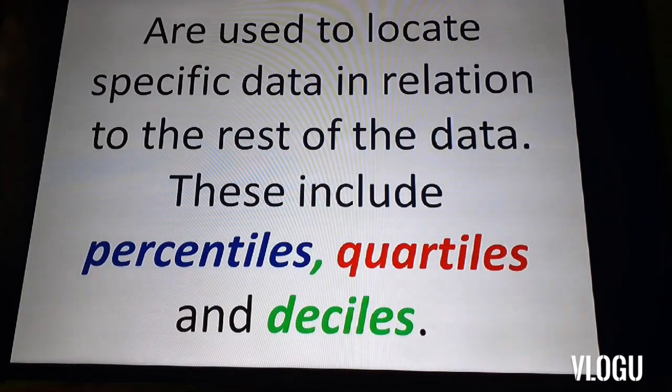Pero bago po yun, alamin muna natin ang kahulugan ng measures of positions. A quick definition: these are used to locate the specific data in relation to the rest of the data. These include percentiles, quartiles, and deciles. Pag sinabi po natin percentile, the data is divided into 100 equal parts. Pag sinabi po natin quartiles, the data is divided into 4 equal parts. And pag sinabi naman po natin deciles, ang data must be divided into 10 equal parts. So, ganun lang kadali. Again, percentile 100, quartiles 4, deciles 10.